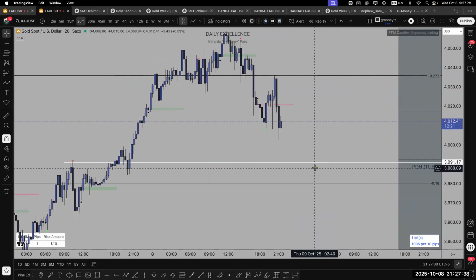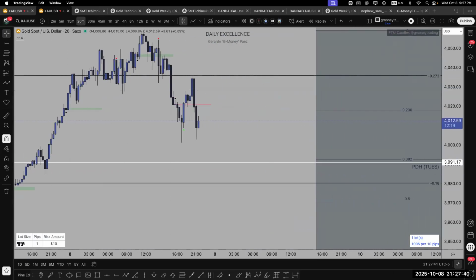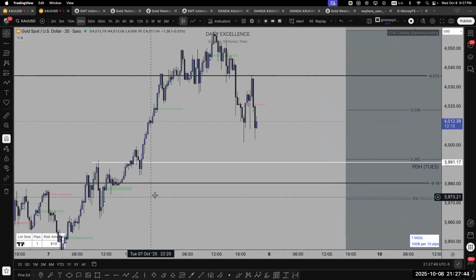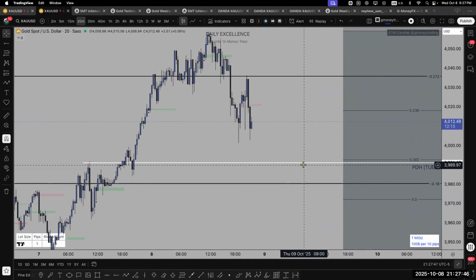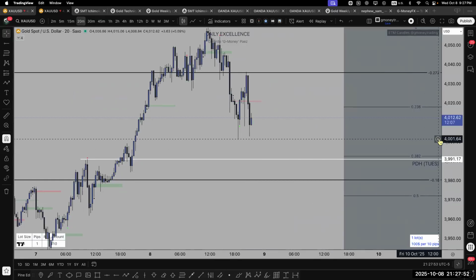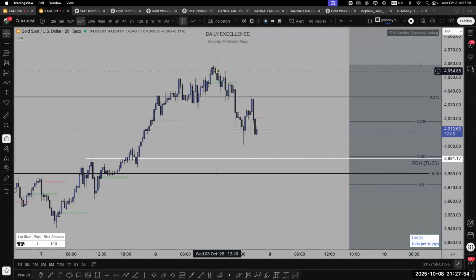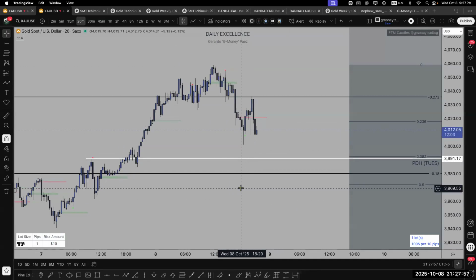And again, our target. Excuse me, I have some ice in. Okay, our potential area to buy is 39.91, just below 4,000. We do have some structure building down as well.